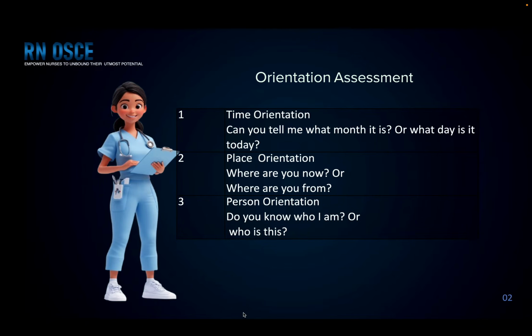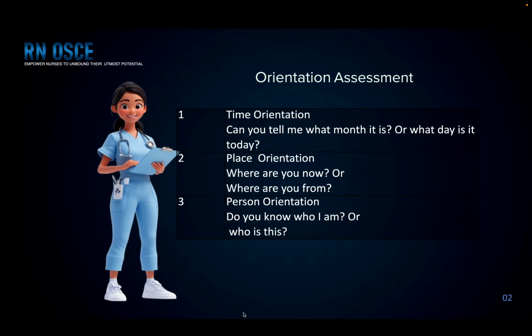If the patient is oriented to time, place, and person, simply tick the appropriate boxes. How will you identify whether the patient is oriented to time? Ask questions like: can you tell me what month it is, or what date is today? Avoid asking for the exact time, since even normal individuals may struggle.